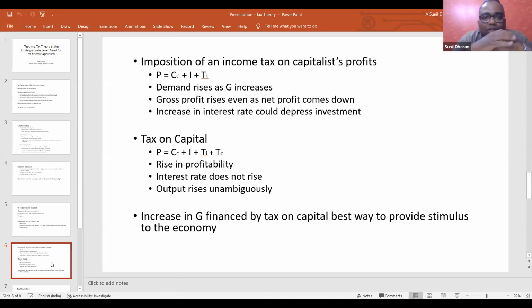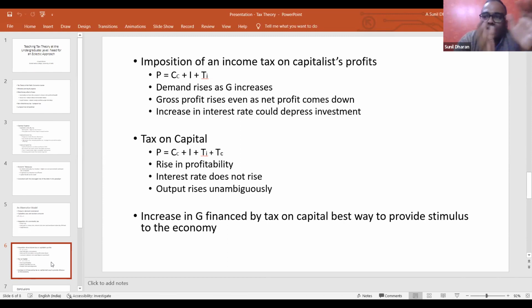Kalecki then moves on to look at the impact of a tax on capital. What he finds is that when you levy a tax on capital, both gross profit and net profit go up. So overall profitability rises. The interest rate does not rise because net profit is not falling. And output rises unambiguously. So what he shows in that paper is that an increase in government expenditure financed by a tax on capital is the best way to provide stimulus to the economy.